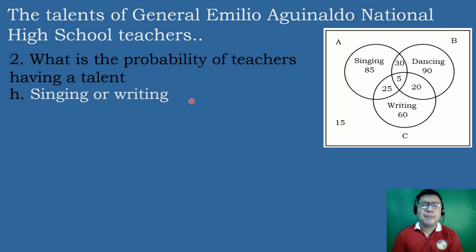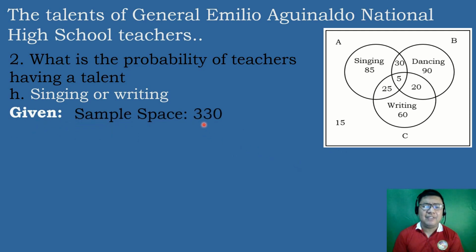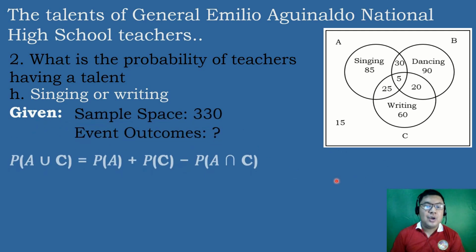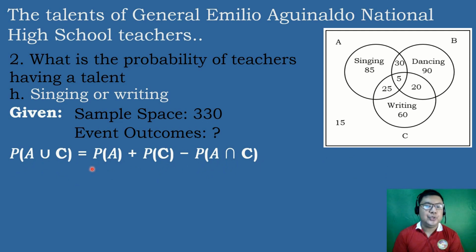Next, how about the probability of teachers having a talent in singing or writing? Since there is a word or, this is an example of probability of union of events. So what we will do here is we will identify again the given, which is equal to 330. We will be using the formula for the union of two events. Probability of A for singing plus probability of C, which is writing, minus the probability of A intersection C.